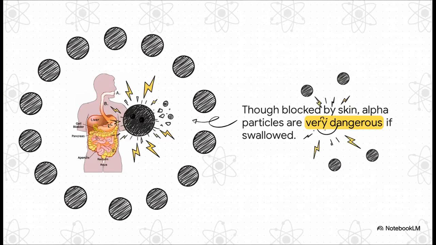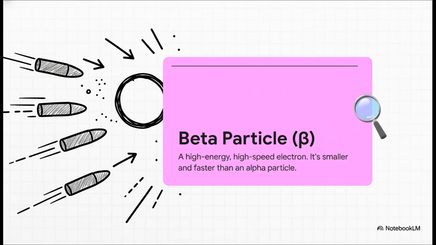While it's totally harmless on the outside of your body, the alpha particle is the absolute most dangerous type of radiation if you breathe it in or swallow it. Inside your body, that big old bowling ball just smashes into your delicate cells, causing a ton of damage. It's what we call a strong ionizer, which is a fancy way of saying it's really, really good at messing up your cells.